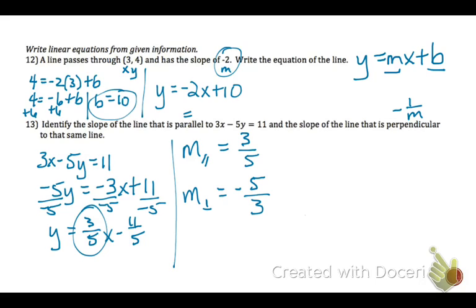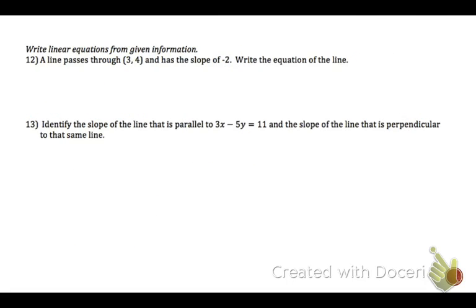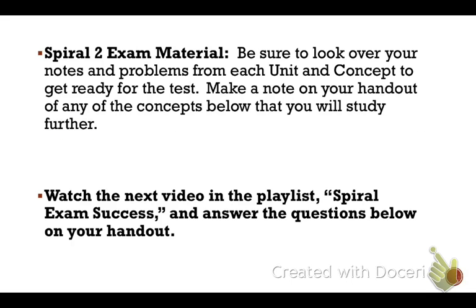Alright, that concludes all of the review problems, and these problems came from the 2 new units that you covered from the last spiral. So units 3A, 3B, 4A, and 4B. Be sure to look over your notes and problems from each unit and concept to get ready for the test. So look at the list on your study guide, make a note on that study guide, on that handout, of any concepts that you will study further.